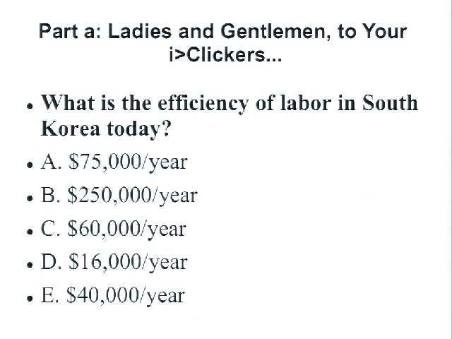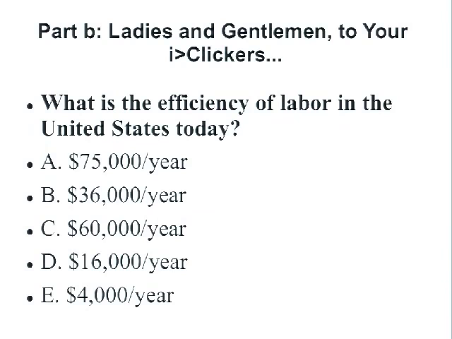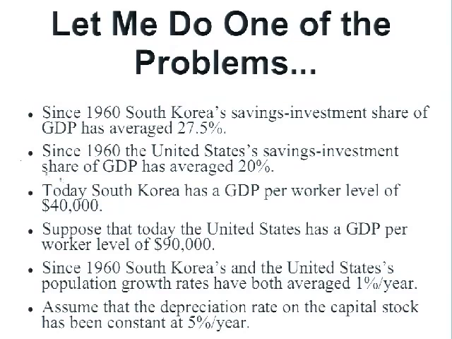Now Part B was the same question for the United States. And if I can back up to what we needed for the United States, here I said suppose that the United States has a GDP per worker level of 90,000, population growth rate of 1%, depreciation rate of 5%, savings investment share of 2%, and efficiency of labor growth rate of 2% per year. What then is that going to lead you to conclude should be the level of the efficiency of labor in the United States today? Same big growth theory, master growth theory equation, analogous calculation, but for a different country with different parameters.